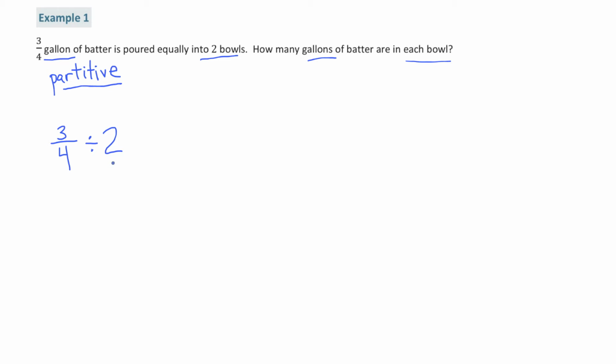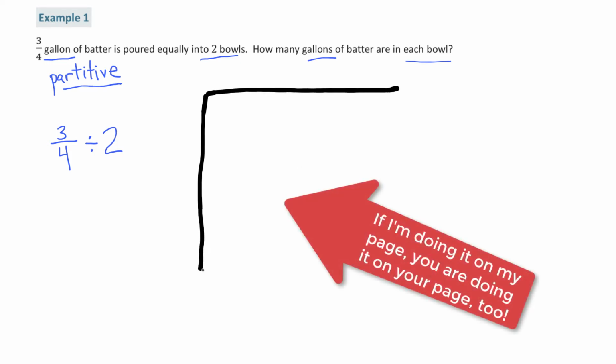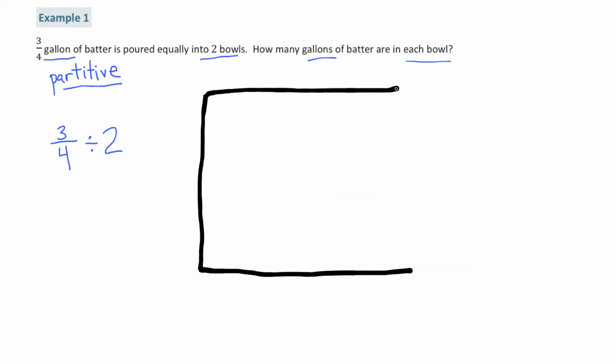So let's take a look at how to solve it using an area model. So we have to think about what is the whole? How much batter is being shared? Well, we know it's 3/4 of a gallon. Let's think about what model we could draw. I think I'll just do a nice area model. I'm going to draw a box. Make it nice and big. You should do this on your page too. If I'm writing it down right now, you should be as well.